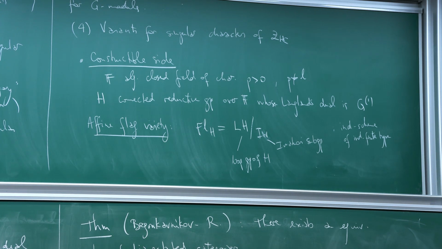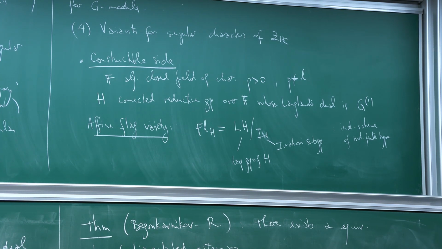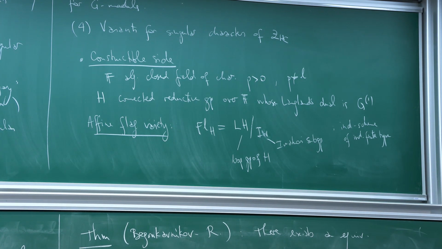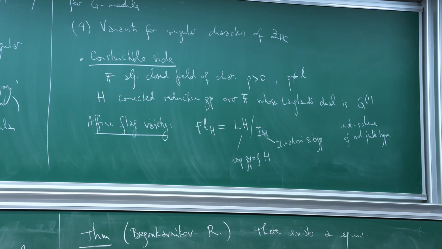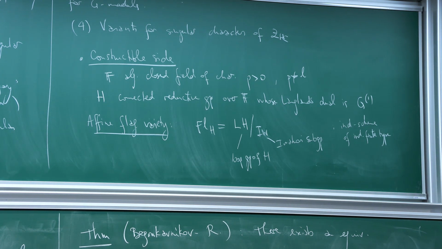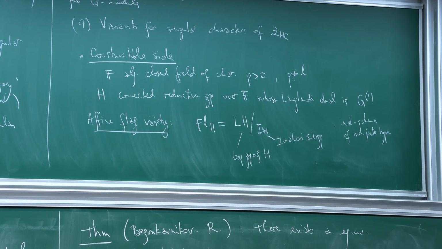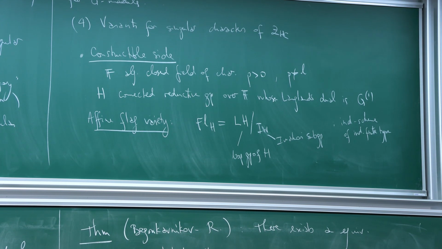When you take the Langlands dual, the other group is defined over which field? So this H is defined over F, and G1 was defined over K. Of different characteristic. Yes. And are they split, or how do you pass from one to the other? So I work over algebraically closed fields, so everything is split.